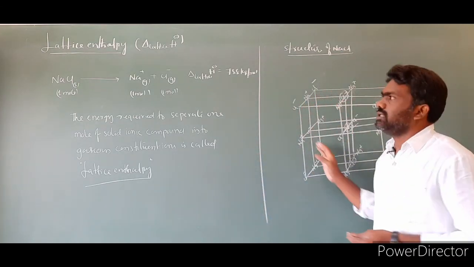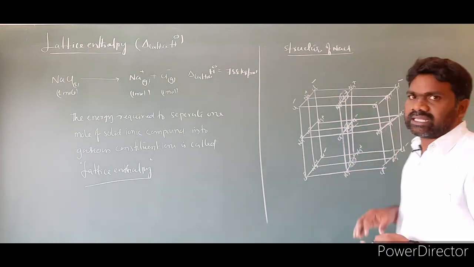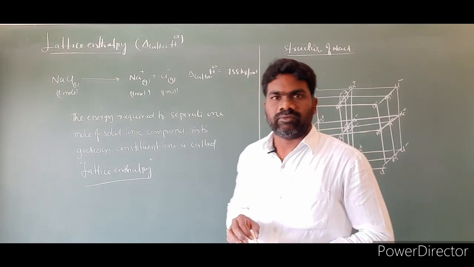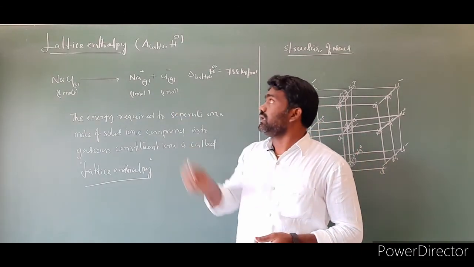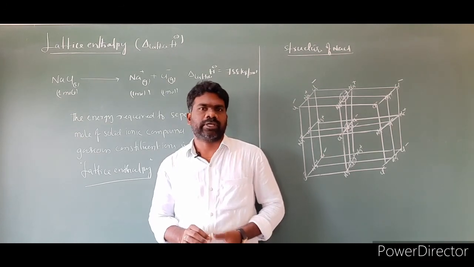So we have to take a solid ionic compound structure in a three-dimensional way. The cations and anions are arranged in a three-dimensional way. Right? This is lattice enthalpy. We will continue the next class with another topic of chemical bonding.